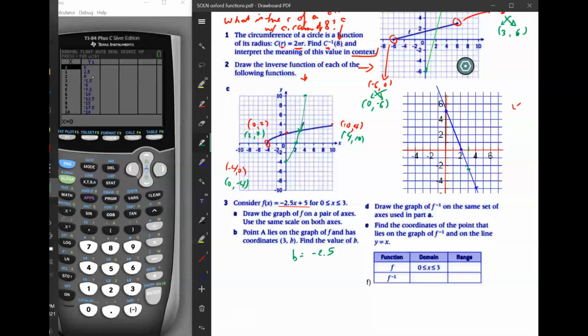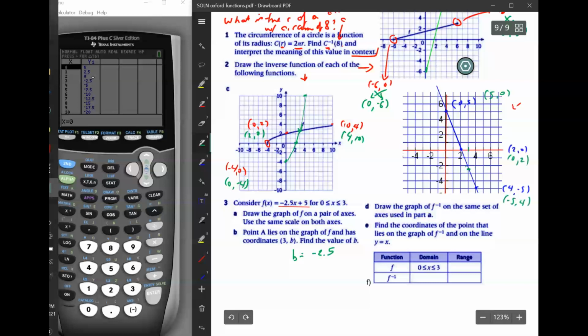Draw the graph of f inverse on the same set of axes used in part A. Okay, so now we're going to take the original coordinates and write down three important coordinates. The three important coordinates are 0, 5, 2, 0, and 4, negative 5. And we're going to invert them. So it's going to become 5, 0, and 0, 2, and negative 5, 4.